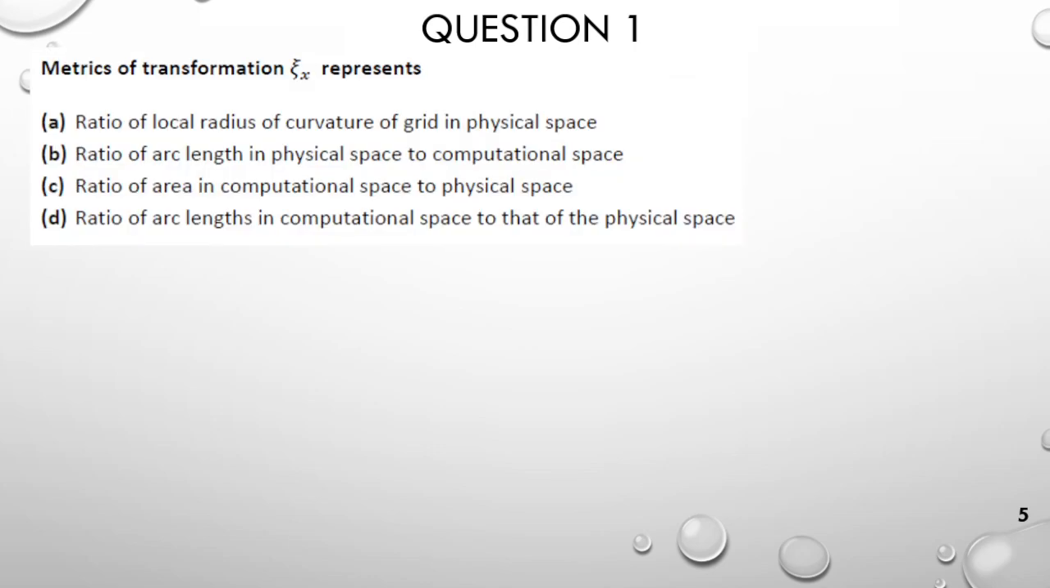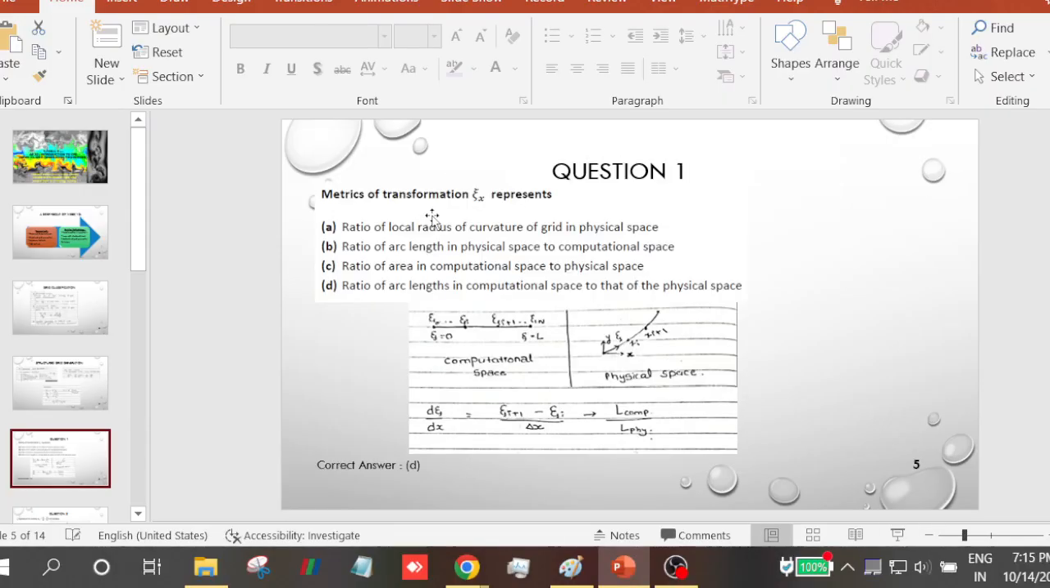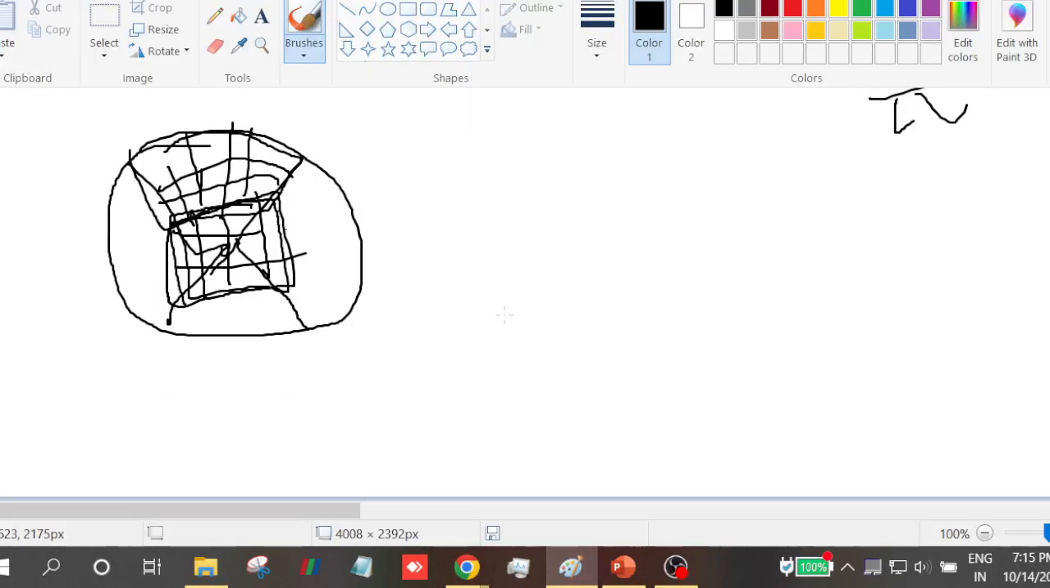The first question asks which of the following the matrix of transformation zeta x represents. Basically, all four options are ratios: the first is the ratio of the local radius of curvature of the grid in physical space. Then in option B we have the ratio of arc length in the physical space to computational space. Then the ratio of area in computational space to physical space. And the ratio of arc lengths in computational space to the physical space. But before this we have to understand what really is the physical space and what really is the computational space.